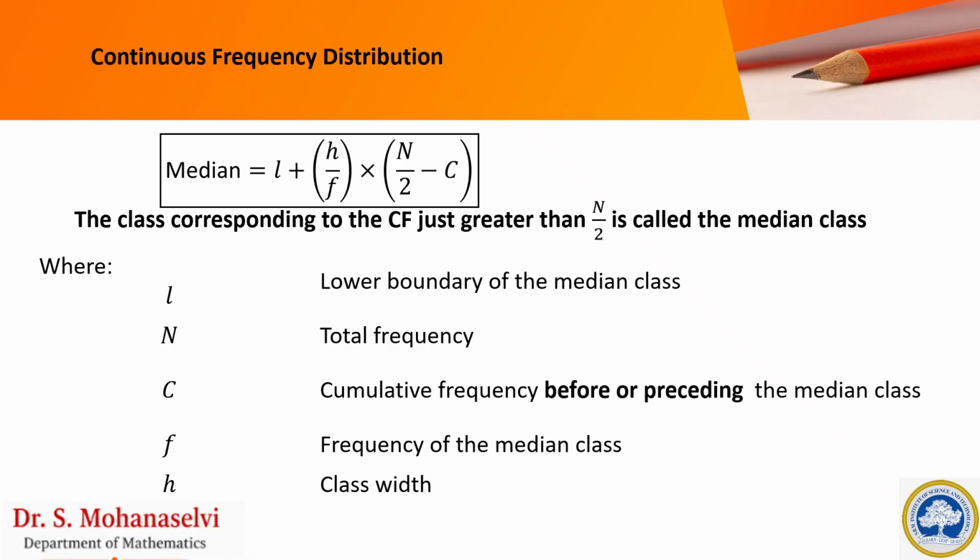We start with the lower boundary of the median class, then the total frequency, then the cumulative frequency preceding the median class, the frequency of the median class and the class width. So here the median formula is given by L plus h by f into (N by 2 minus c).